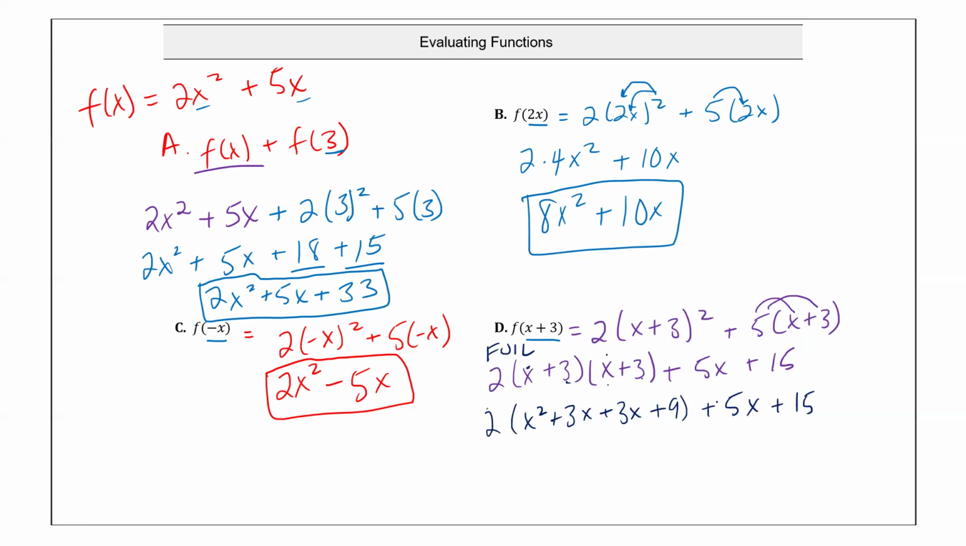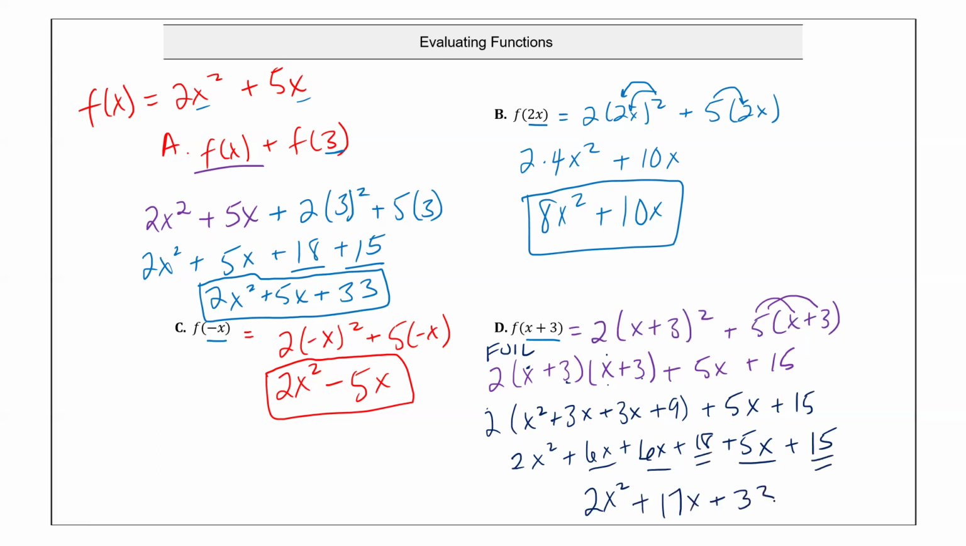Okay, I'm going to now distribute my 2. Could I have distributed the 2 first and then FOIL? Yes. So I have 2x squared plus 6x plus 6x plus 18 plus 5x plus 15. And last but not least, I need to combine. 2x squared, does it have a friend? Nope. I have 6x, 6x, and 5x. That makes 17x. And I have 18 and 15, and that makes 33.